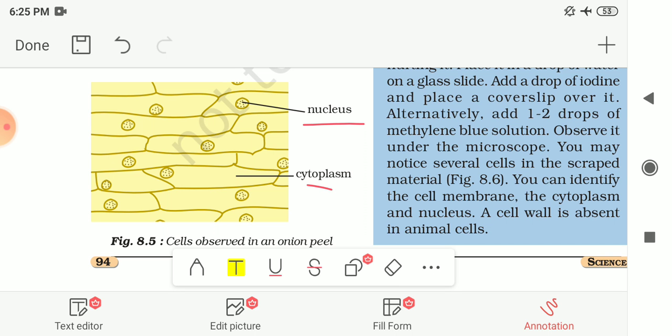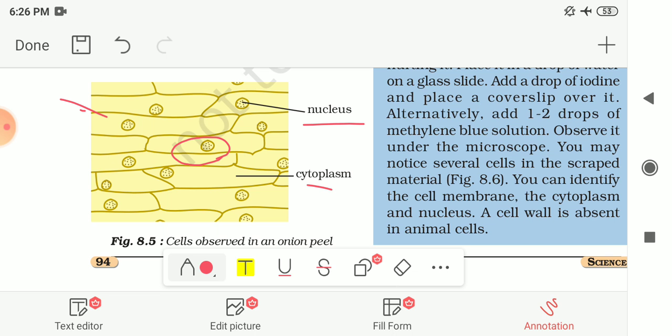You will observe that the boundary of the onion cell is the cell membrane. This one is the cell membrane. It is covered by another thick covering called the cell wall. On the outer side of the cell membrane there is the cell wall, and the central dense round body in the center is called the nucleus. The jelly-like structure between this nucleus and the cell membrane, in this area, is known as the cytoplasm.